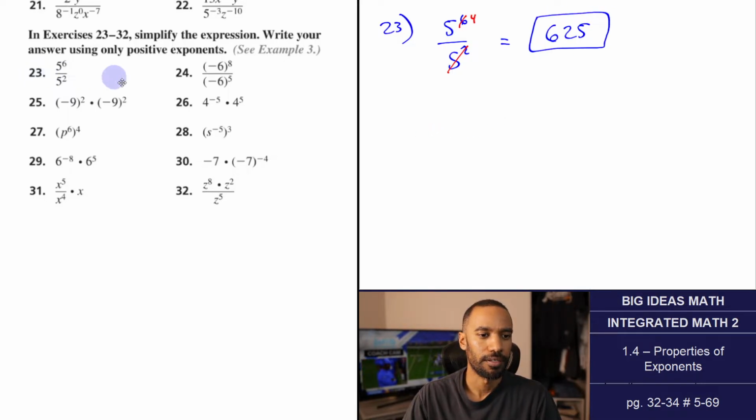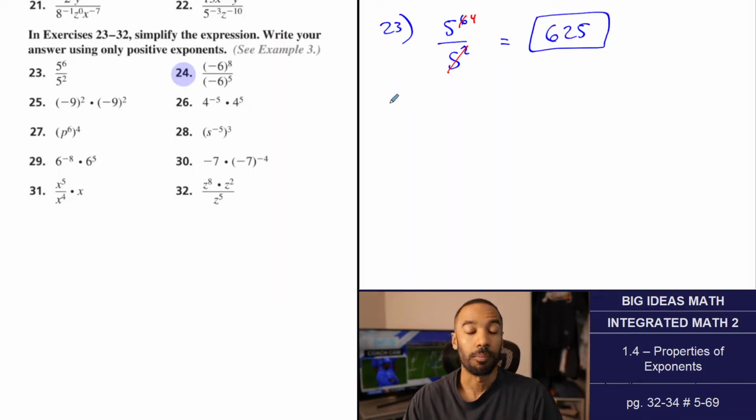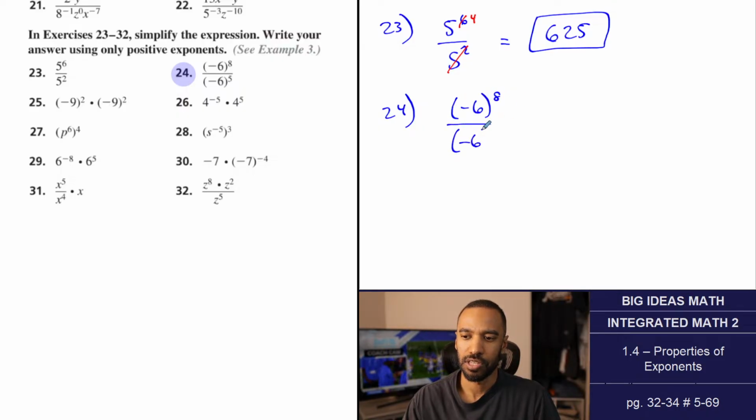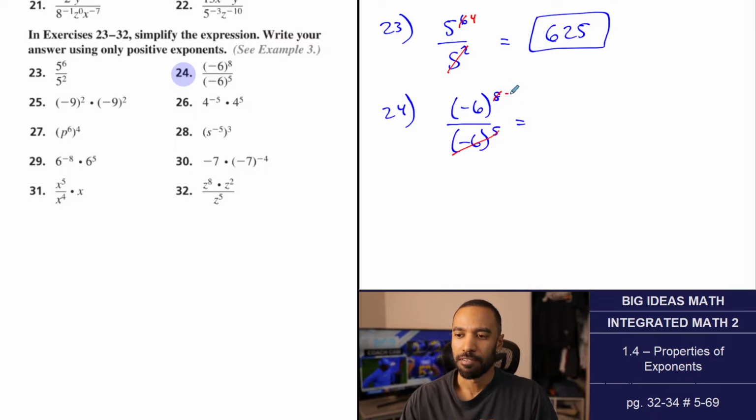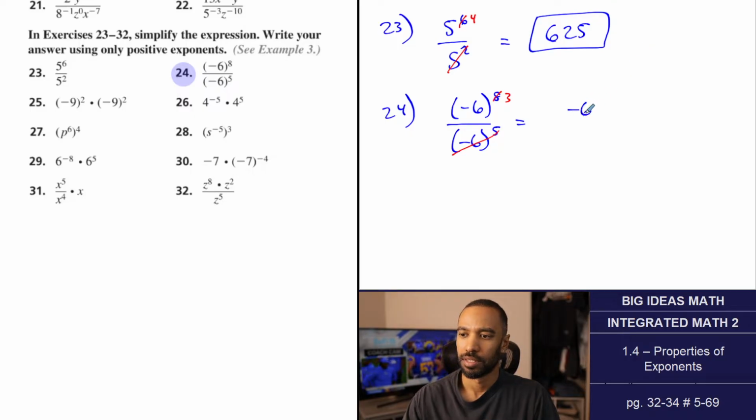Number 24, once again a division. Oh, by the way, these need to have the same base when you're doing this. Negative 6 to the 8th over negative 6 to the 5th equals, we remove all 5 negative 6's down below and 5 of the negative 6's above, so you're left with negative 6 cubed, quantity cubed, which is negative 216.